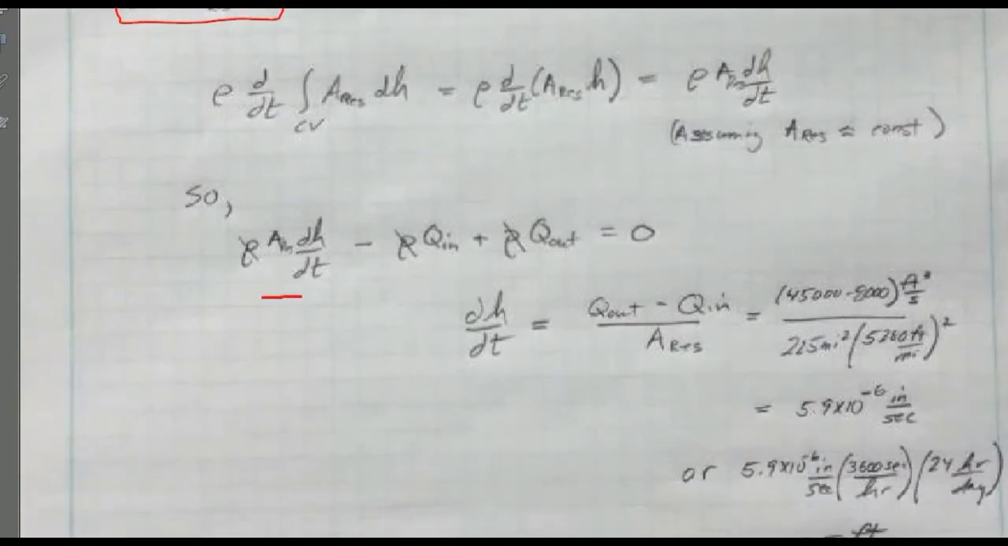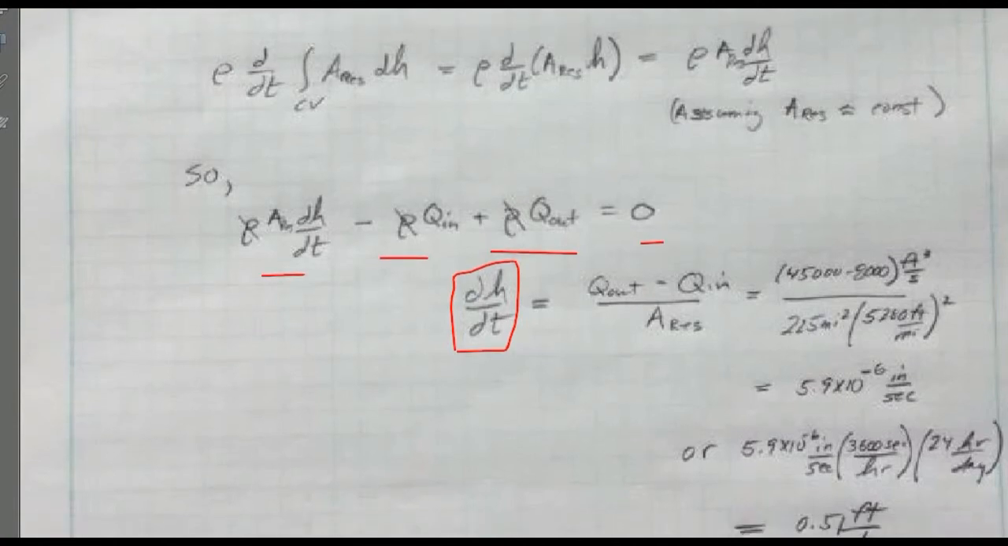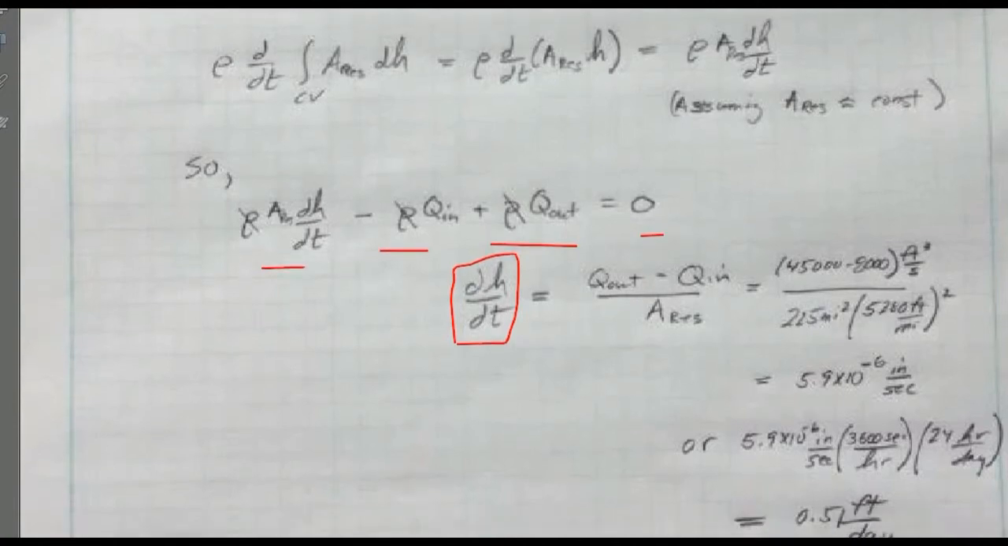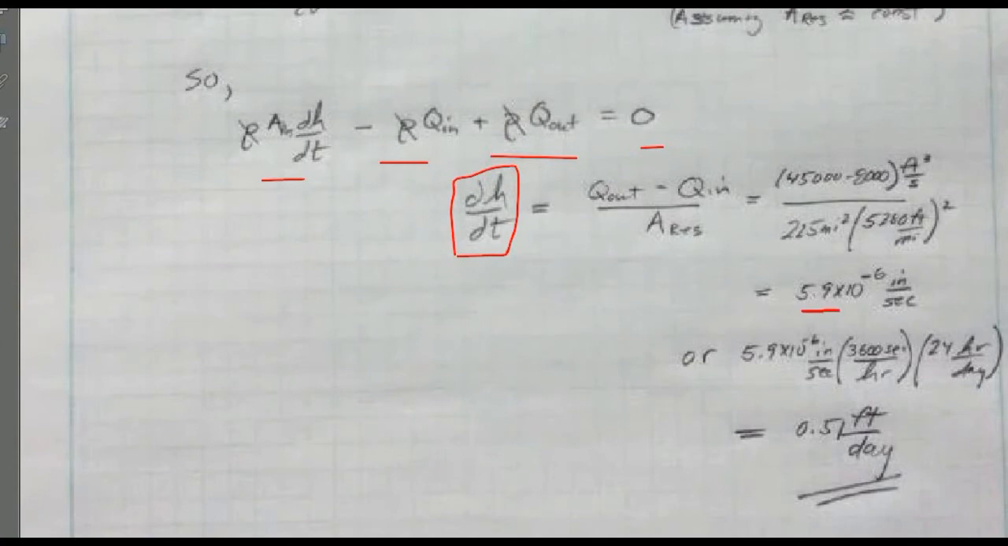So we take that control volume term, we subtract what's coming in, we add what's coming out, and it has to equal zero, sum to zero. So we can separate these terms and get the term we're interested in, which is dH dt, the change in height over time. That's simply equal to the difference in the flows divided by the reservoir surface area. We do the algebra. It also makes sense. And that comes out to be this fraction of an inch per second.